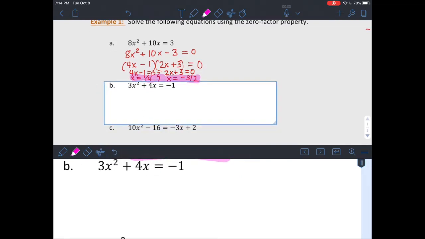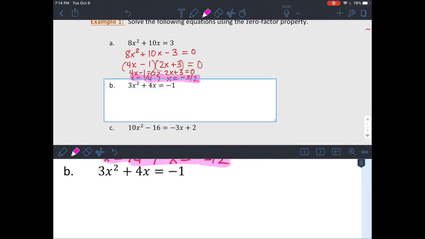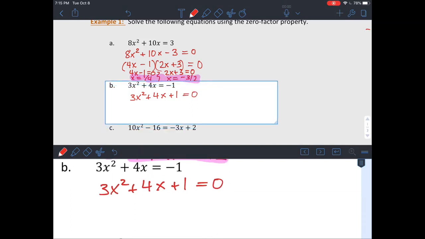This one's pretty much the same. Again, if you don't have 0 on one side first, go ahead and rearrange your equation to get 0 on one side. So I'm going to add 1 to both sides. And then just a little bit more factoring. You can factor this one into 3x plus 1 and x plus 1, I think.